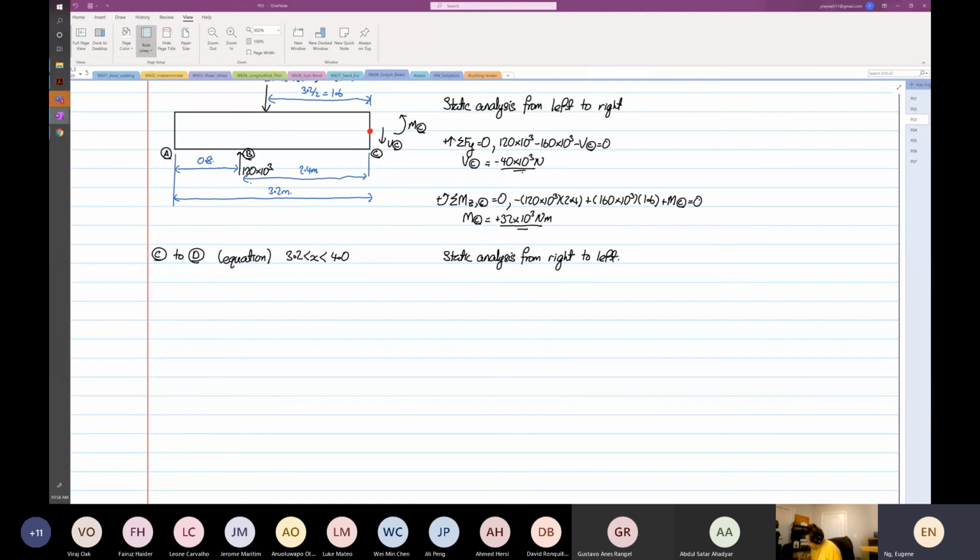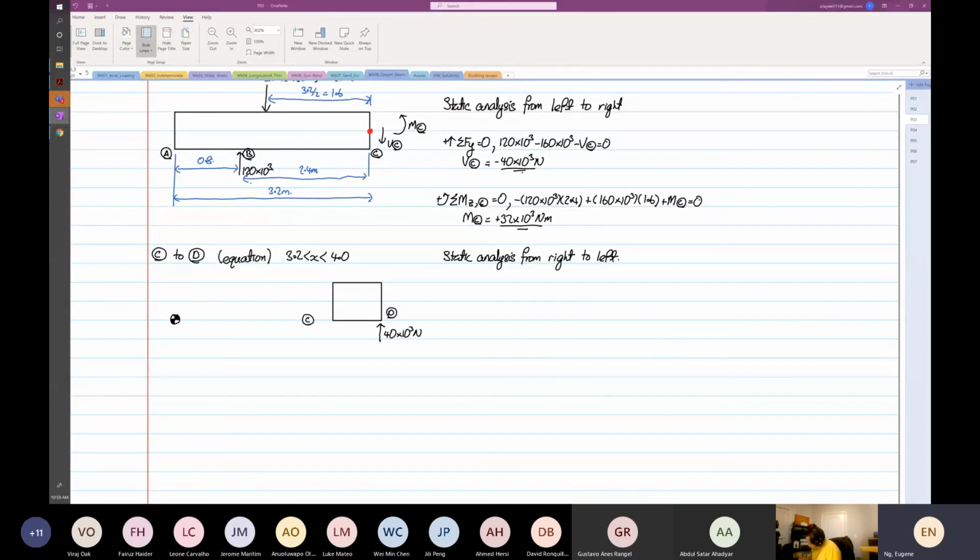Again, like I remind you guys, the geometric datum did not move. Now this is our point D, and at point D we have calculated that this is equal to 40 times 10 to the power 3 Newton. We calculated that already. And then point C is somewhere around here. That is point C.